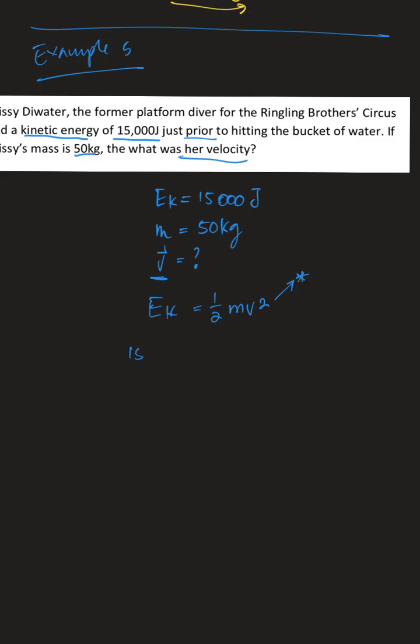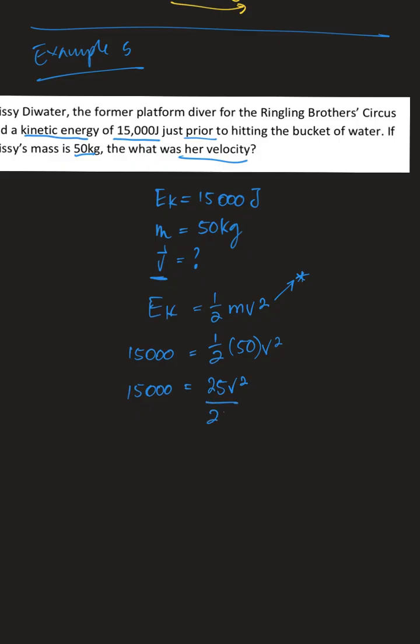So the EK is 15,000, which is equal to half times the mass, which is 50, multiplied by v squared. So now I've got 15,000 is equal to half of 50, which is 25 v squared. Now I need velocity. So the first thing I need to do is isolate the v squared. So I'm going to say 15,000 divided by 25 on both sides.